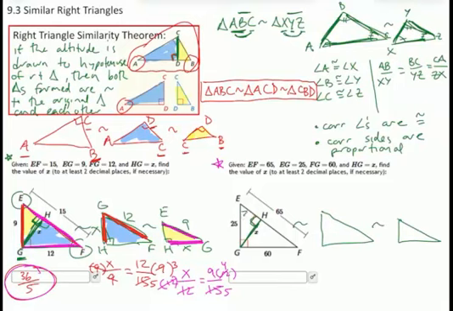And I'm going to go ahead and start with the smaller one first. So here's my smaller one. My right angle is H, so I'm going to label my right angle here as H. My shared angle is E, so E stays up here. And then my remaining angle is G, so I'll label G down here.